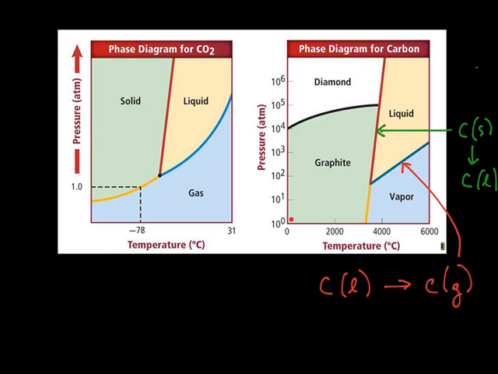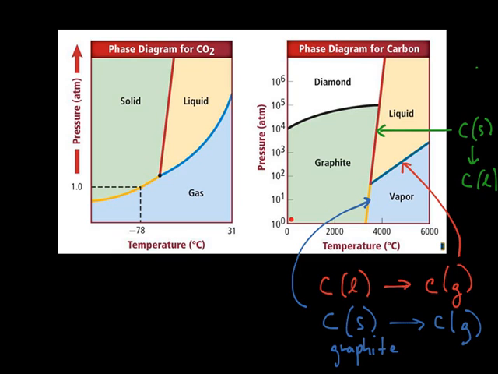And the last one, if you want to go from solid carbon as graphite straight to carbon gas, so you want to sublime graphite, it pertains to this line here. What you cannot do, from looking at the phase diagrams, is go from solid carbon as a diamond straight to a gas form. That will not happen because there is no line intersecting between diamond and vapor.